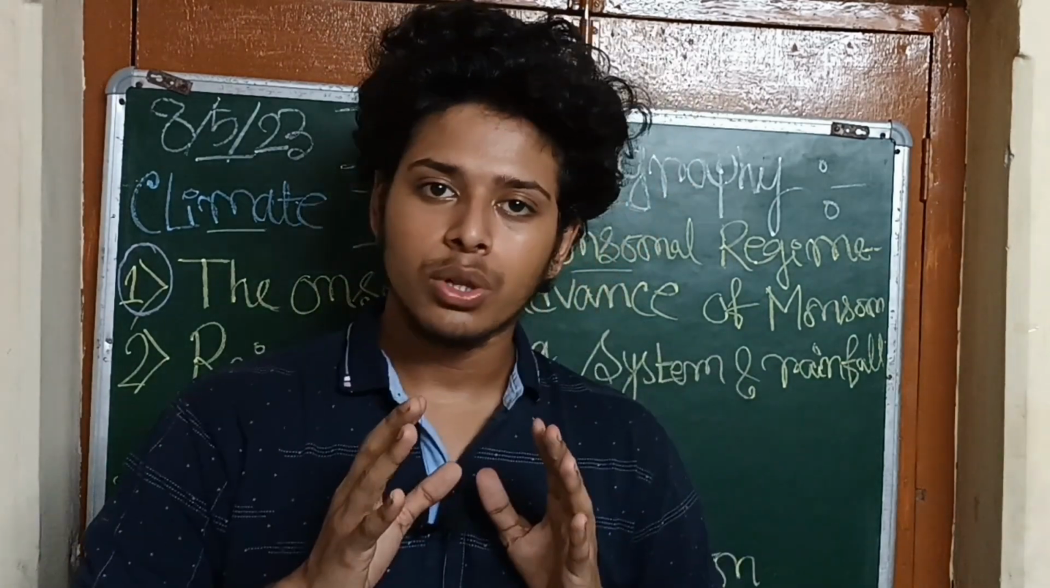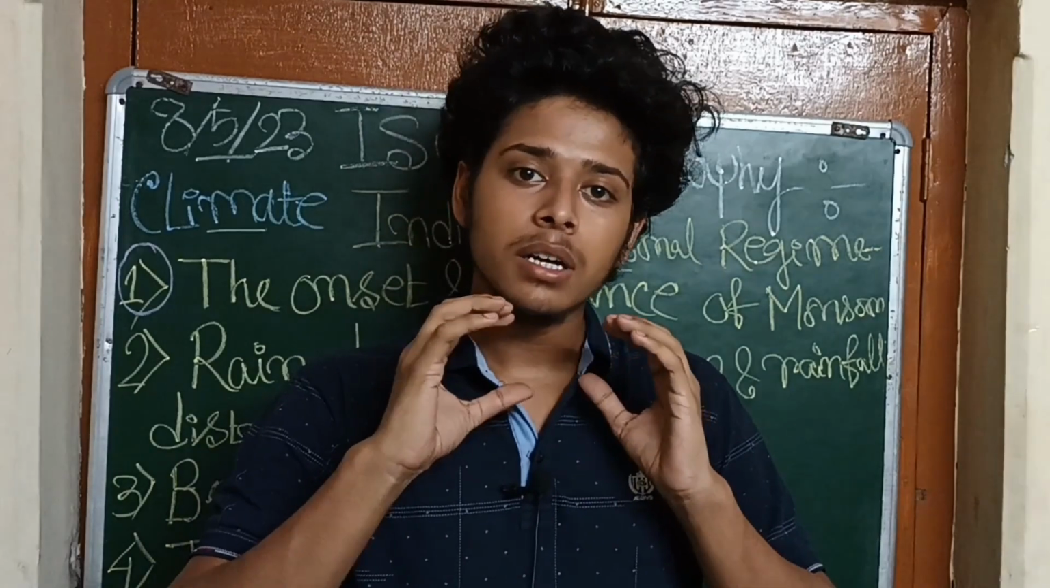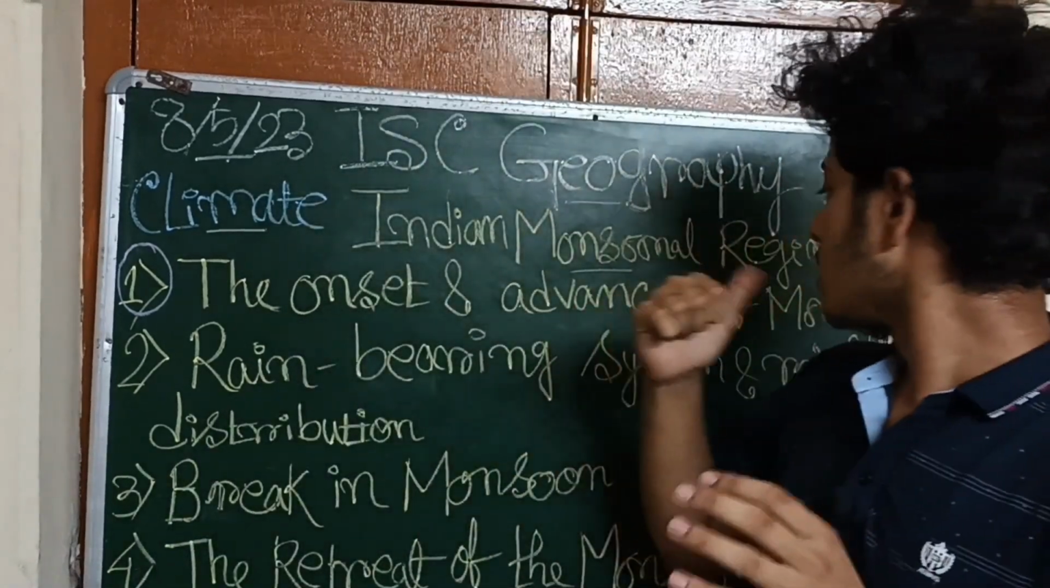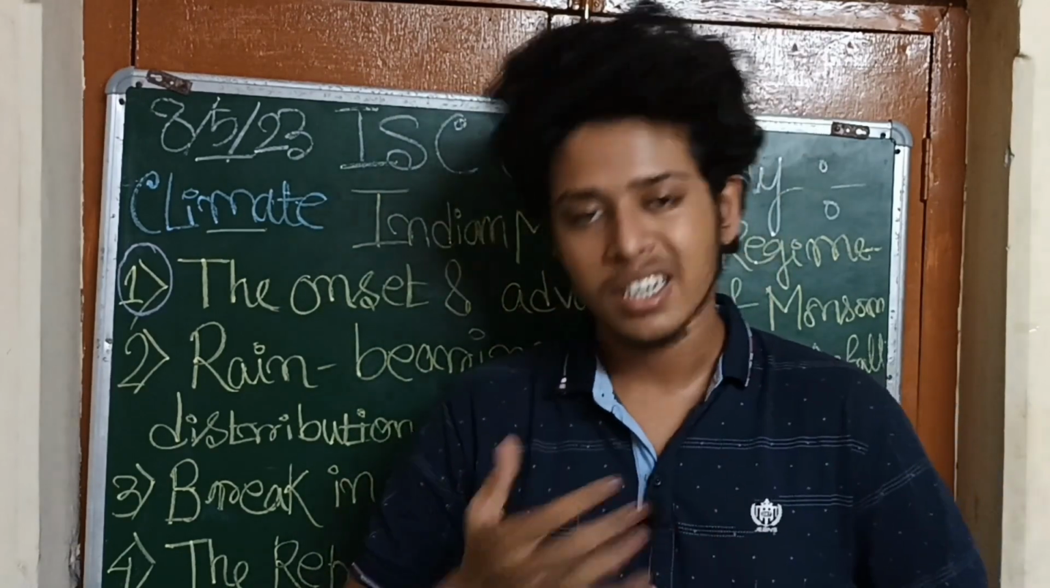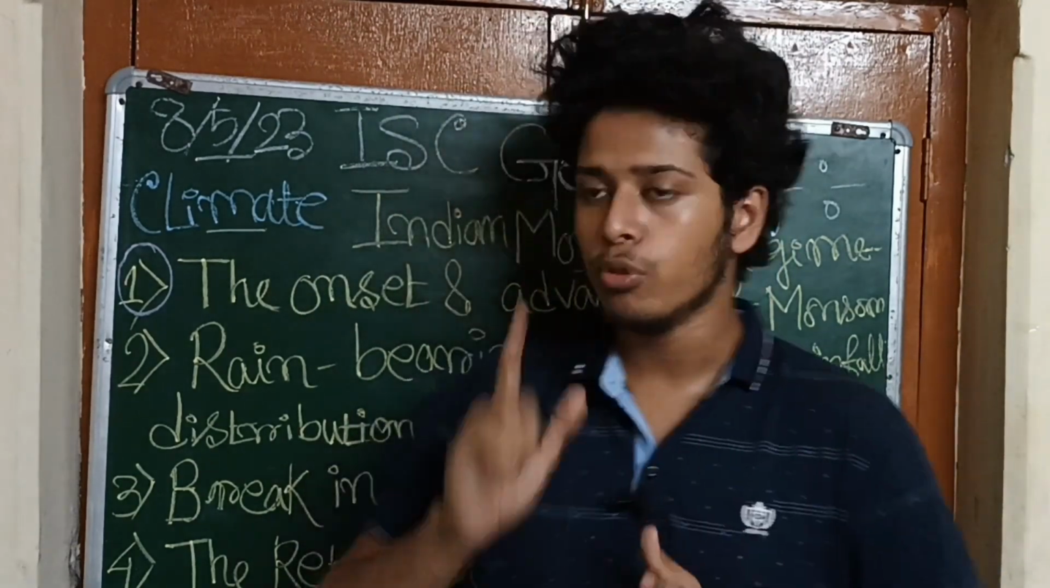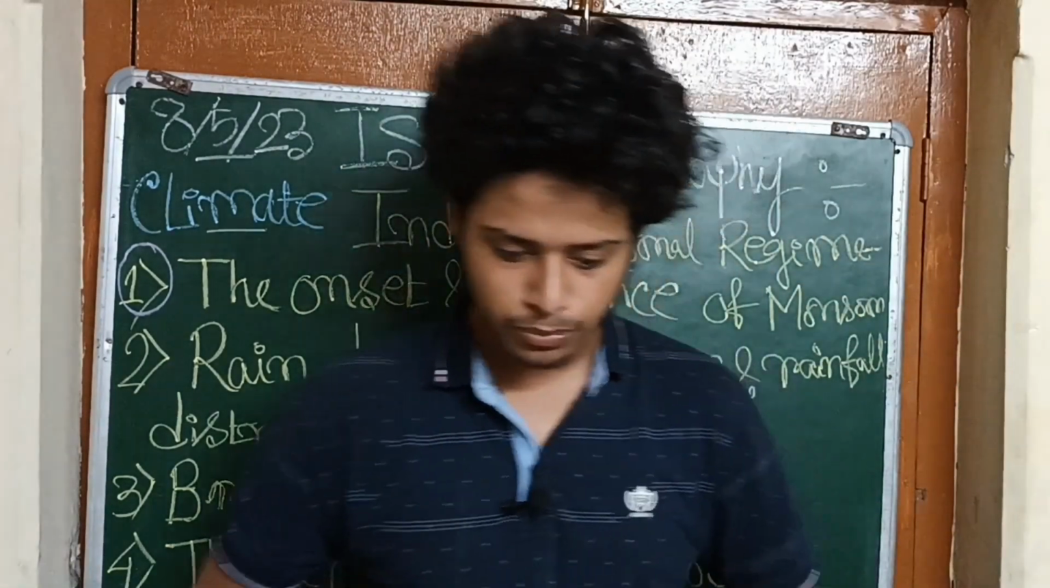So the number 2 topic has been covered, कि रेन बियरिंग सिस्टम क्या है एक्चुअली और कहाँ पर इसका डिस्ट्रीब्यूशन होता है, वो हमने अभी देख लिया. So moving on to the third topic, that is the break in the monsoon. What is the break in the monsoon?